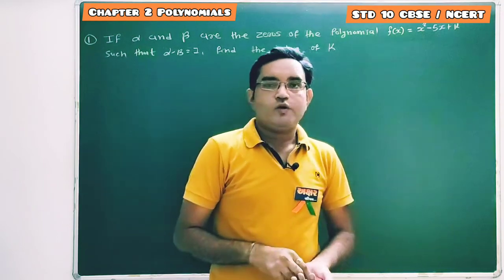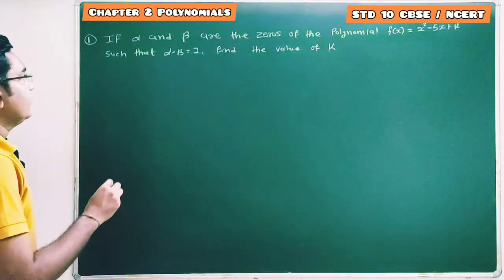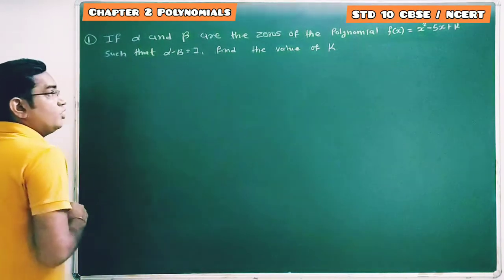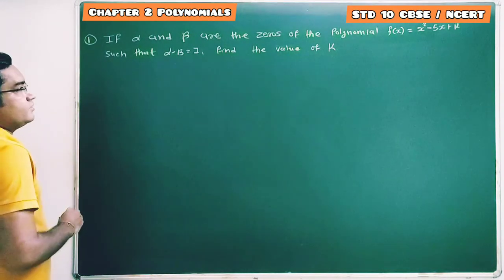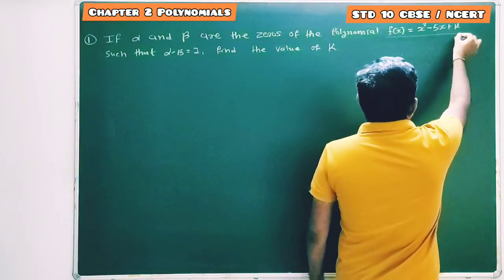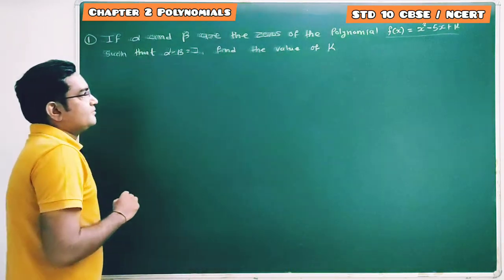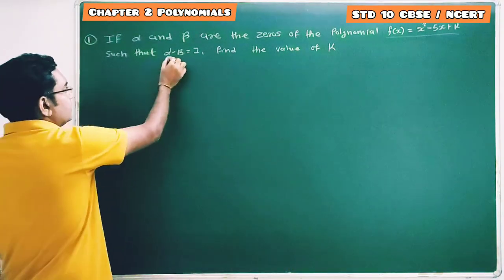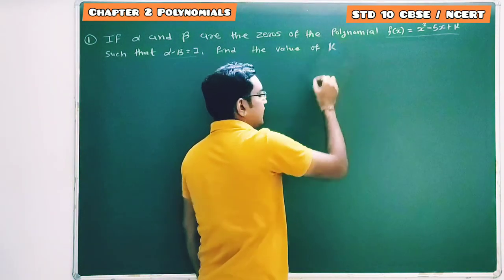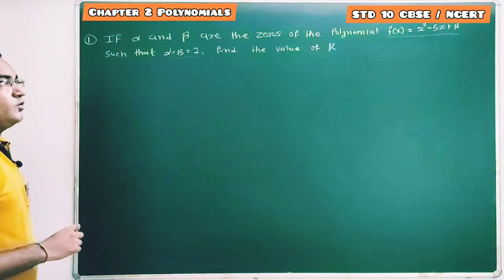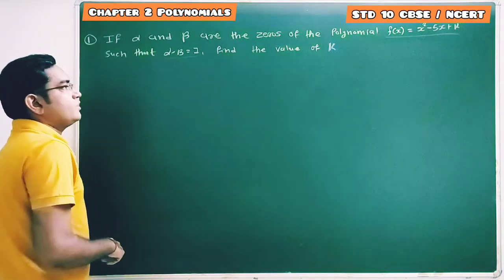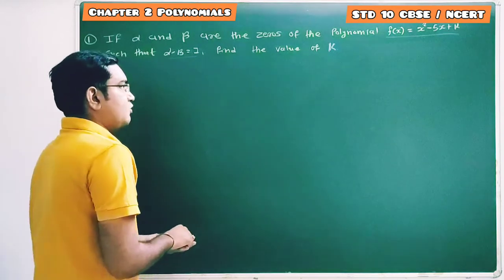Now in this video we are going to discuss types of sums in which we are given the relationship between zeros and coefficients of a polynomial, and we have to find the value of the unknown. Question number 1: if alpha and beta are the zeros of polynomial f of x equal to x square minus 5x plus k such that alpha minus beta equal to 1, then find the value of k. Here k is unknown and the relationship between zeros of the polynomial and coefficients is given. So let's try to solve this question.